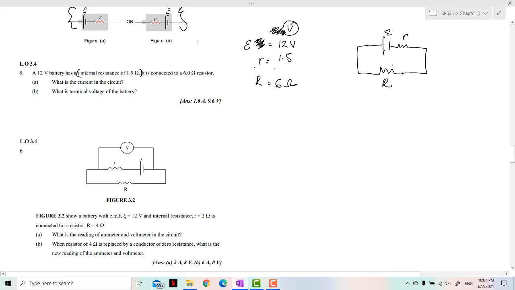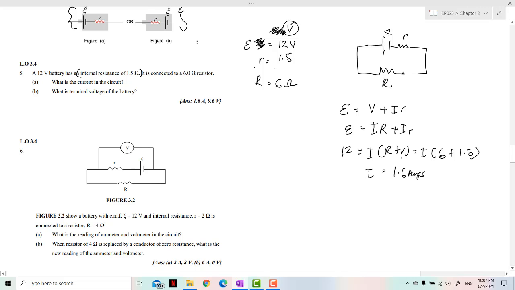So what is the current in the circuit? We know EMF akan equal to V plus Ir. Ingat, for the EMF we consider the internal resistance. So here is IR besar plus Ir kecil. The EMF here is 12 equal to I(R besar plus r kecil), which equals to I(6 plus 1.5). So our current here is 1.6 amps. Now, barulah dia cakap terminal voltage.